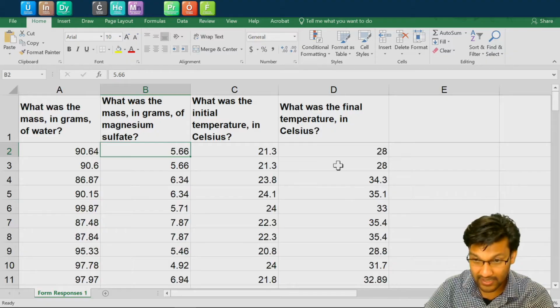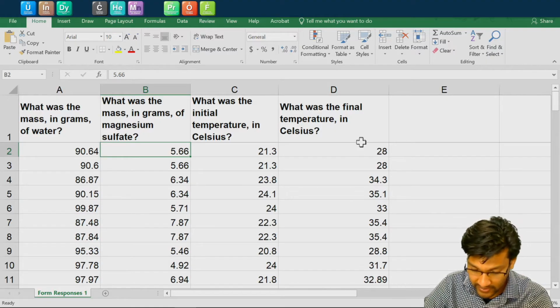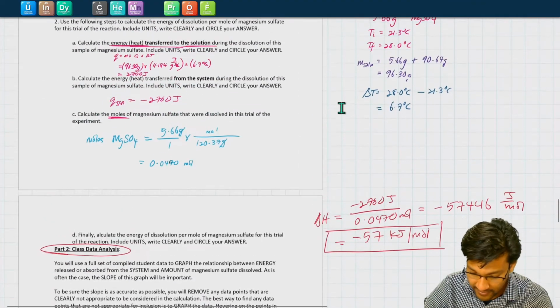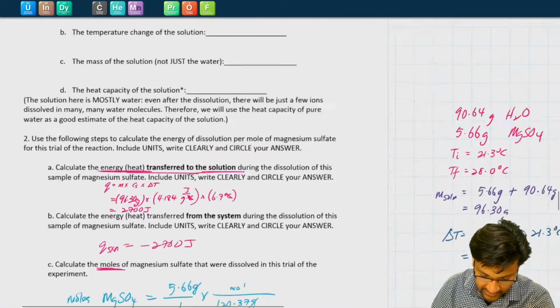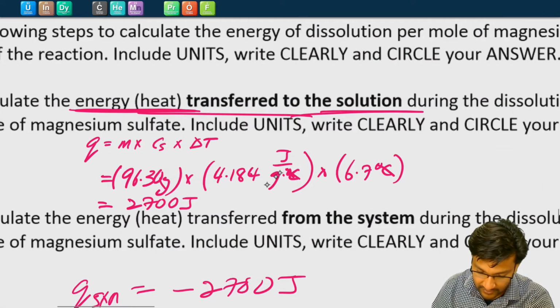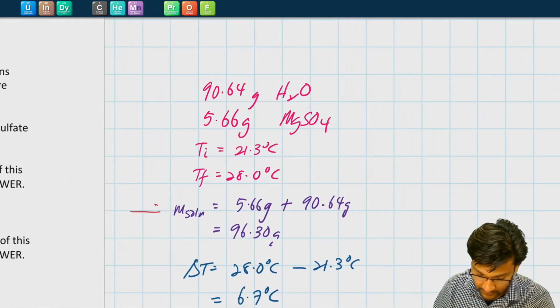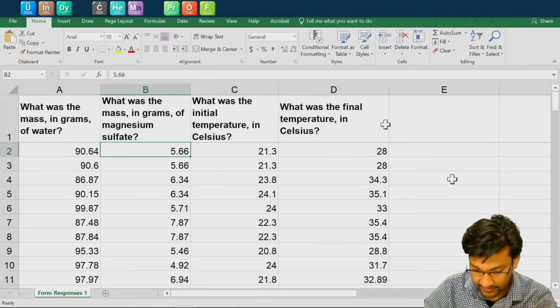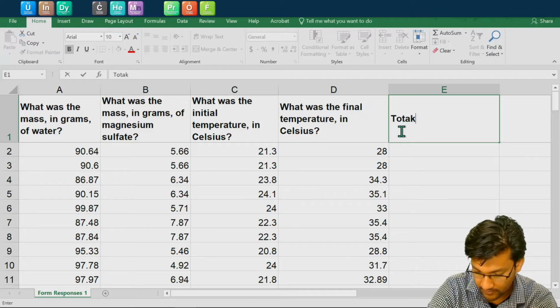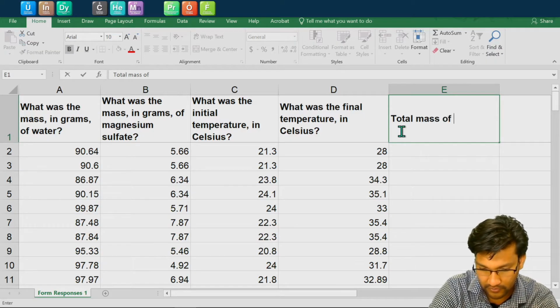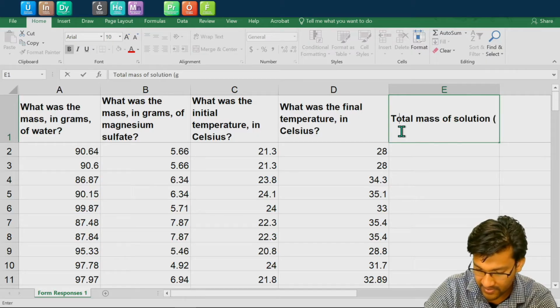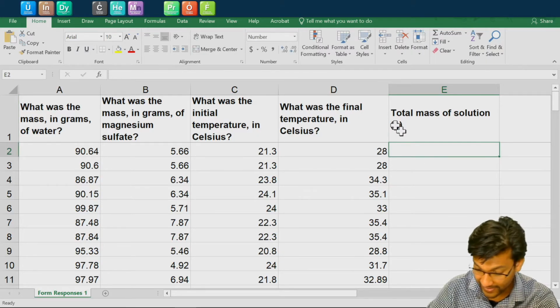We don't need to do the calculations by hand. All we need to do is look at the calculations that we have. The first thing that we needed was to calculate the heat transferred to the solution. To do that, we first had to get the total mass of the solution. So let's calculate that. The total mass of solution, in grams, is just, to get that, we go to the formula.